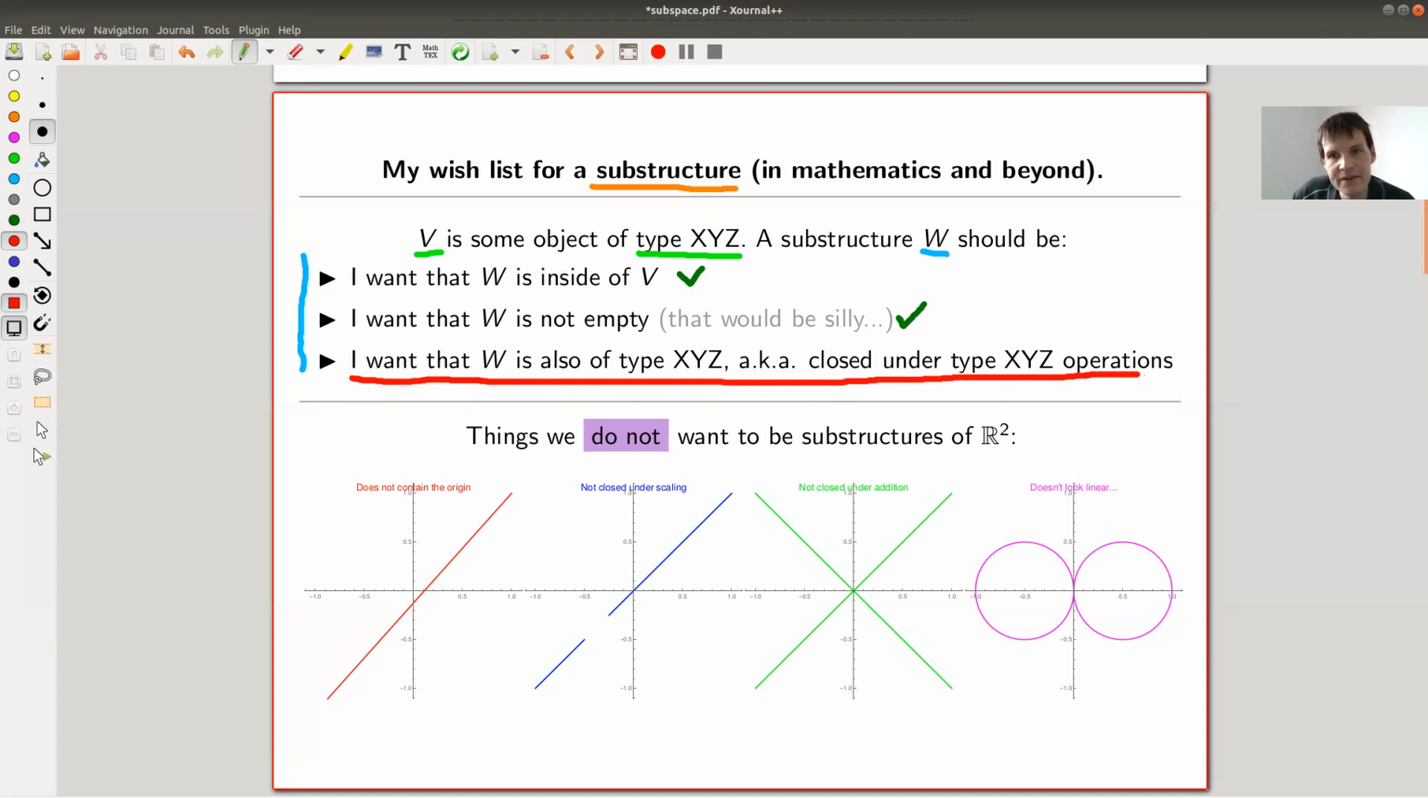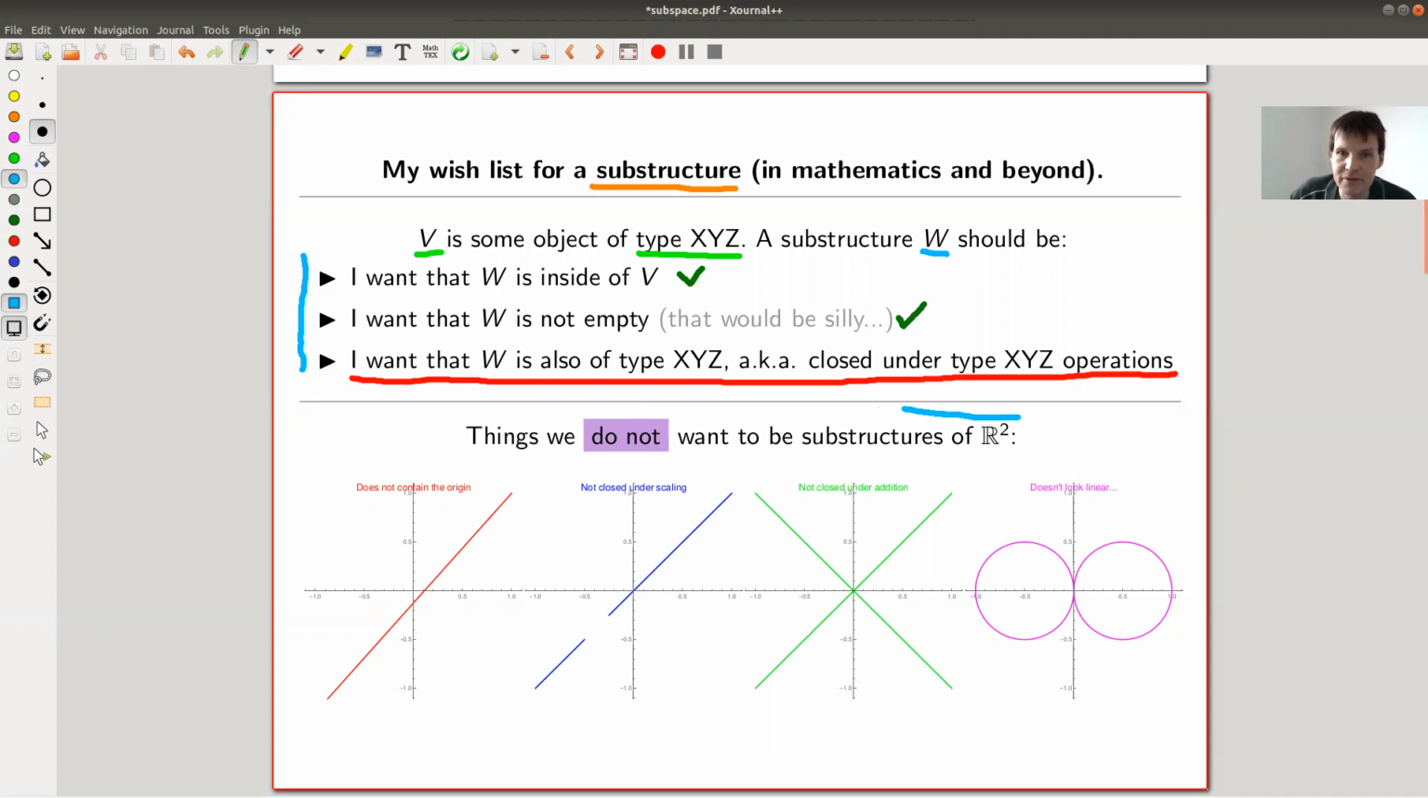The third one is actually the crucial one. And the point is, you have V given, maybe it's a set or whatever. And if you take a random subset, then you very likely lose the property of being of type X, Y, Z. So the main idea, the main ingredient, the main definition, the main point, said main often enough right now, is that W should be of type X, Y, Z as well. That's why it is a substructure, not just a sub anything. It's still of type X, Y, Z. That just means it's closed under the X, Y, Z operations, whatever those are.